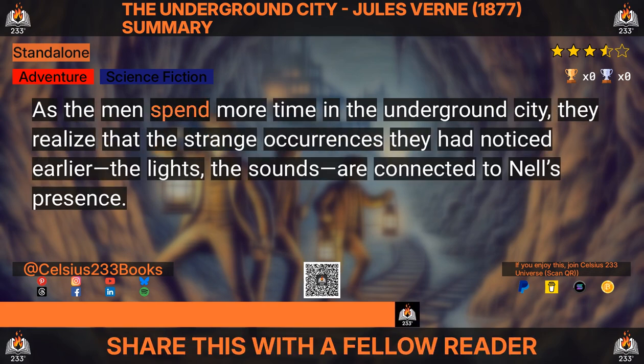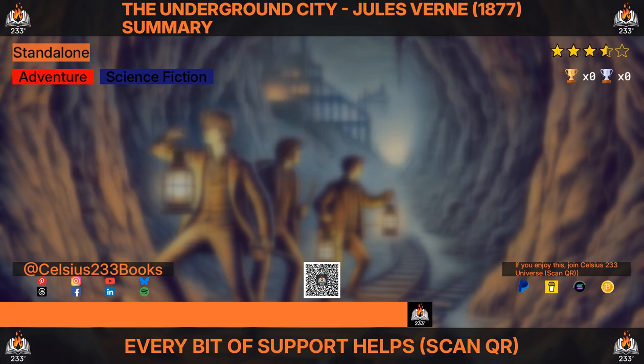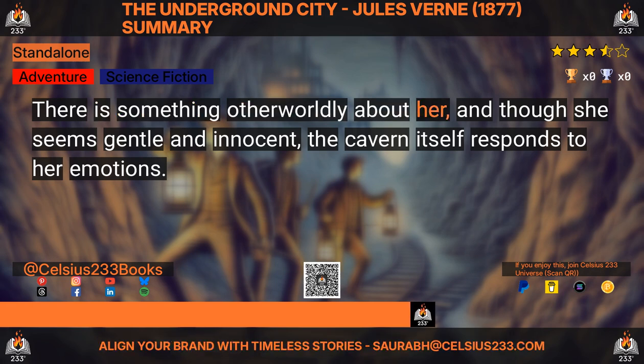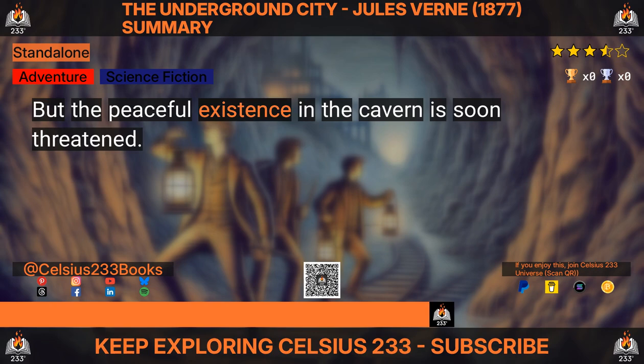As the men spend more time in the underground city, they realize that the strange occurrences they had noticed earlier, the lights, the sounds, are connected to Nell's presence. There is something otherworldly about her, and though she seems gentle and innocent, the cavern itself responds to her emotions. It becomes clear that Nell is somehow tied to the very heart of the underground world. But the peaceful existence in the cavern is soon threatened.